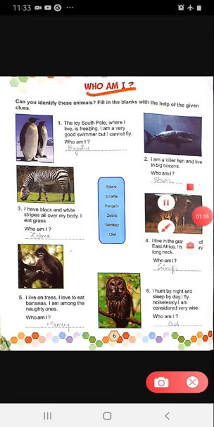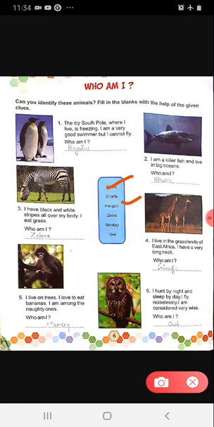This is your next topic, Who I Am. Here are some exercises. You have to find the answers with the help of clues. Okay, let's start. First is, the ice at the South Pole where I live is freezing. I am a very good swimmer, but I cannot fly. So, who am I? The answer is penguin. The next is, I am a killer fish and live in the big ocean. So, who am I? Shark.